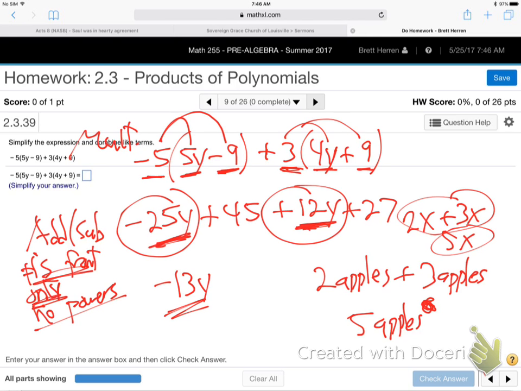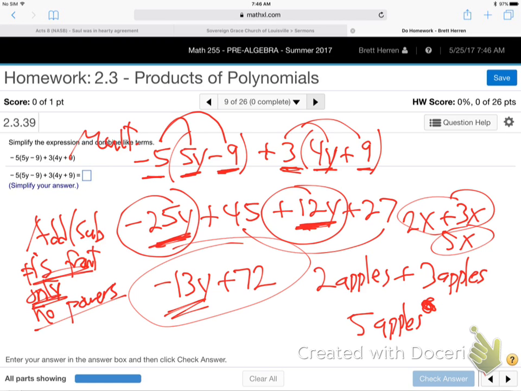Question? Yeah, I was just wondering if it was helpful to think of it as 25 y's, but they're adding instead of multiplying. Yeah, exactly. It's 25 y's being added and subtracted. Yep, that's right. And then the plain numbers, 45 and 27, what is that? 72? And there's our final answer.